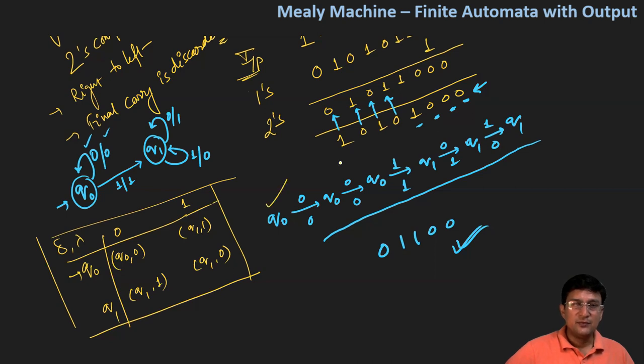And we have verified this using one string also. So this is a Mealy machine for finding the 2's complement of the given number.